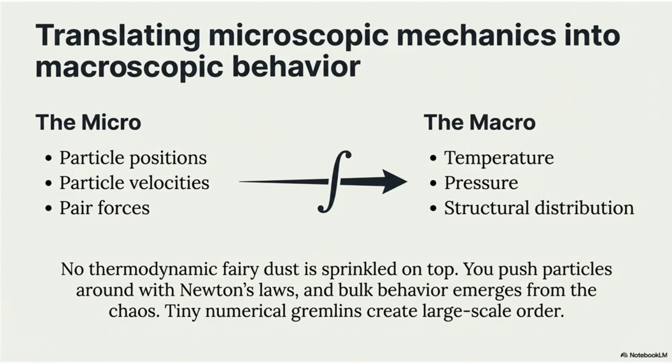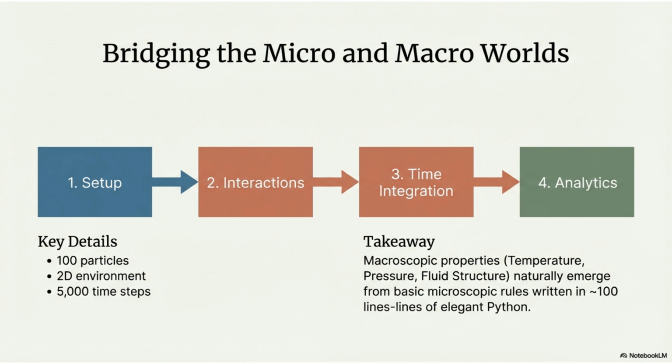We use particle positions, velocities, and pair forces to derive bulk properties like temperature, pressure, and structural distribution. Macroscopic behavior emerges naturally from the chaos governed by Newton's laws. Bridging the micro and macro worlds involves 4 main steps: setup, interactions, time integration, and analytics. We use 100 particles, a 2D environment, and 5,000 time steps. Macroscopic properties emerge from the basic microscopic rules written in about 100 lines of Python.